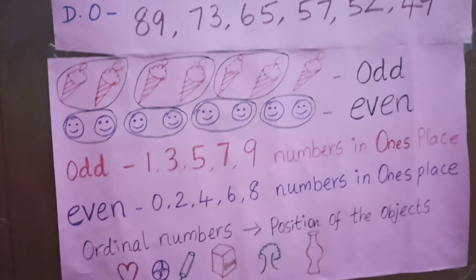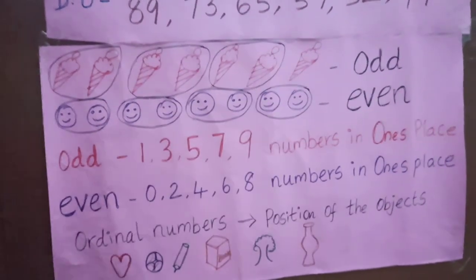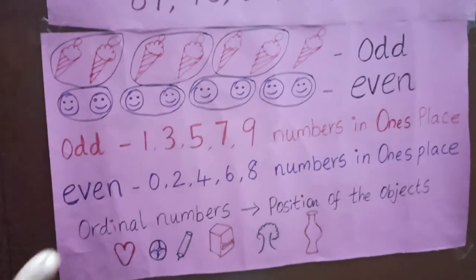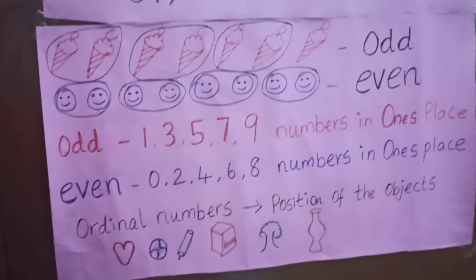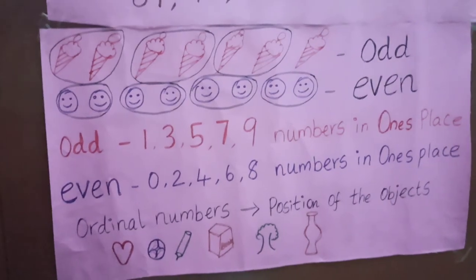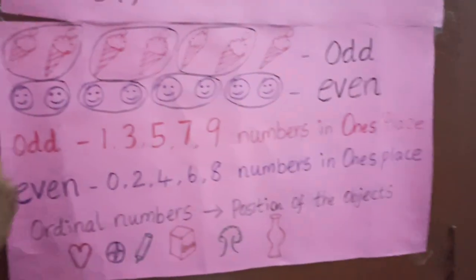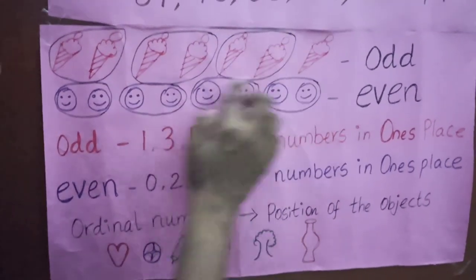Odd even numbers. Here I have given some ice creams and smileys. Now I am going to pair the ice creams. What is meant by pair? Making a group of 2. Pair means make a group of 2. So I have paired 2 ice creams in a group.